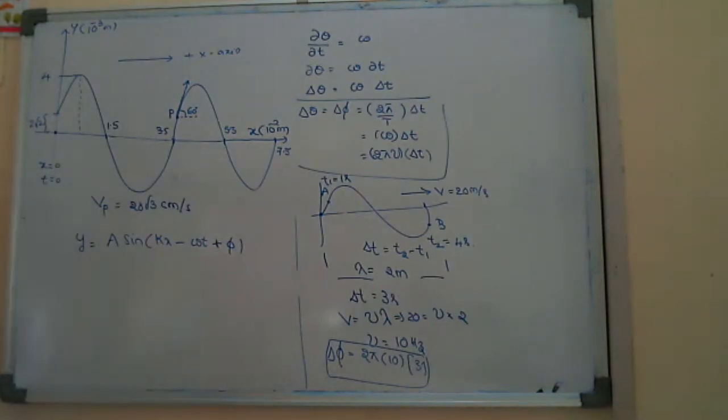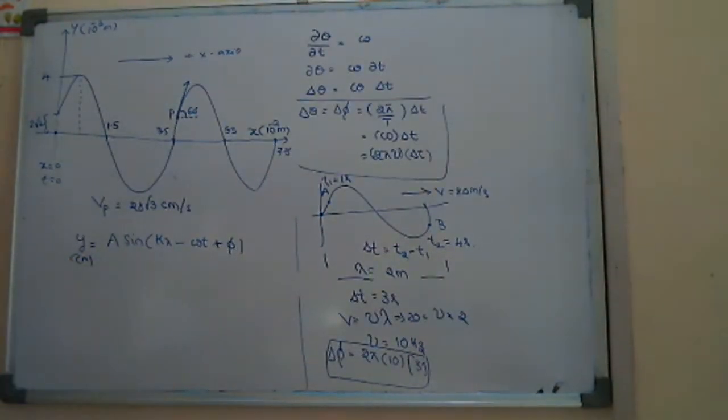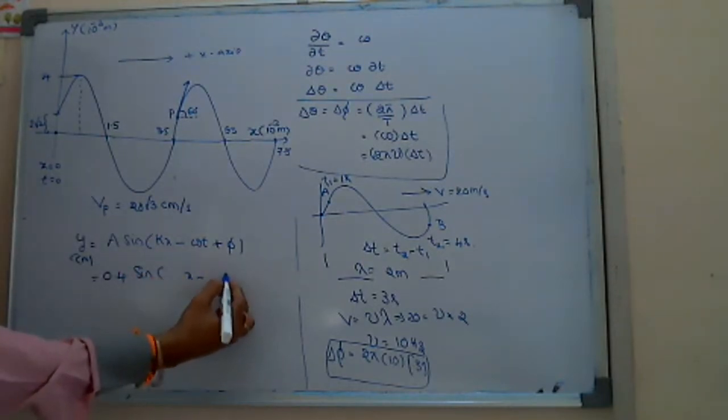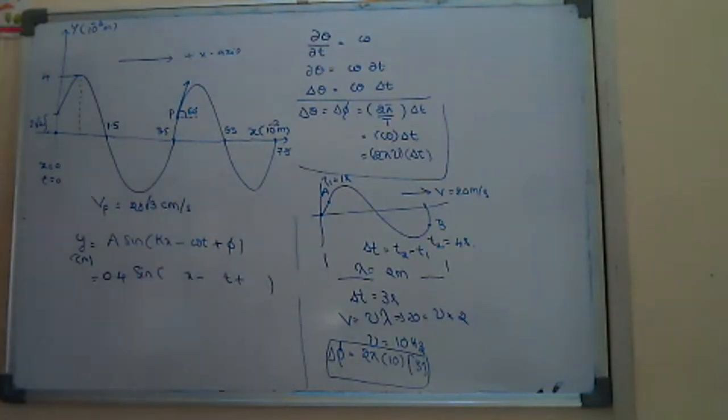Here a few things you can say. What will be the amplitude here? 4 into 10 power minus 3. If I ask you to write it in centimeters? 0.4, sir. Right, good. So the amplitude is 0.4. Next we have to write kx minus omega t plus phi. These things we have to fill.